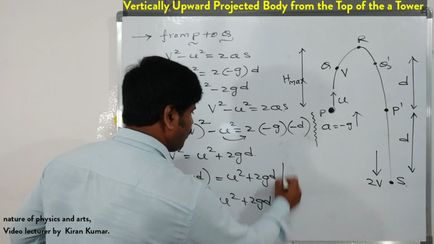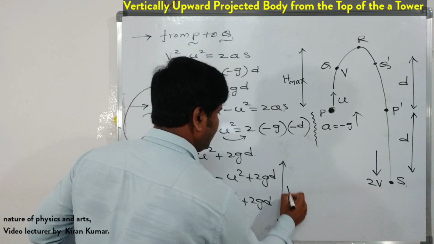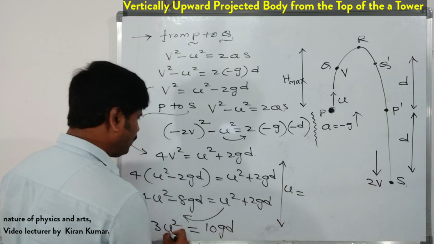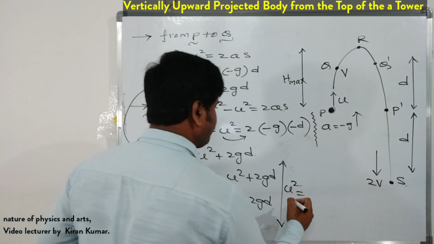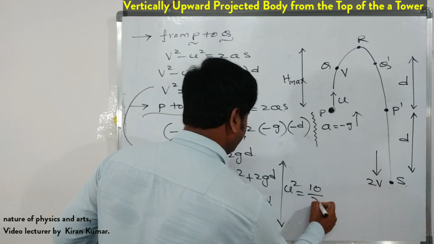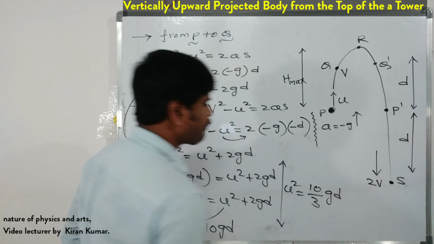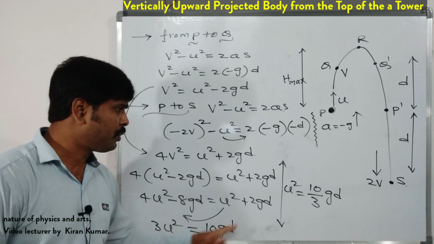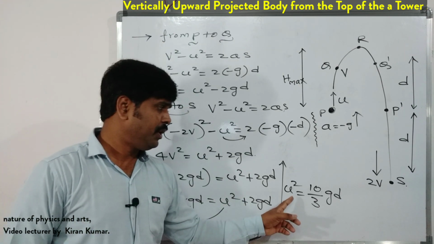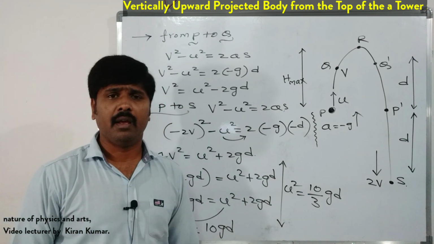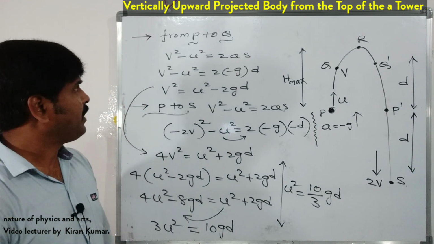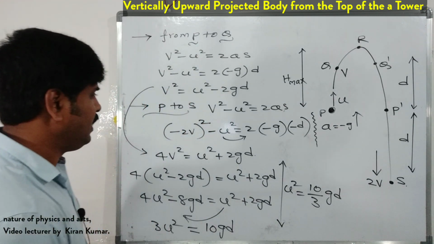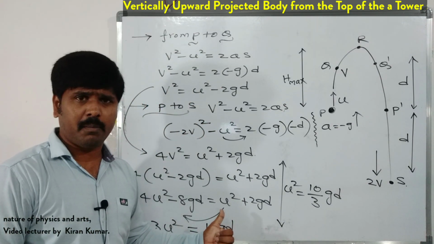That is 10gd. So we got the velocity U: U² is equal to 10 divided by 3 into gd. We got the velocity U² is equal to this, then we have to find the maximum height. For this maximum height formula we will discuss, and copy this.